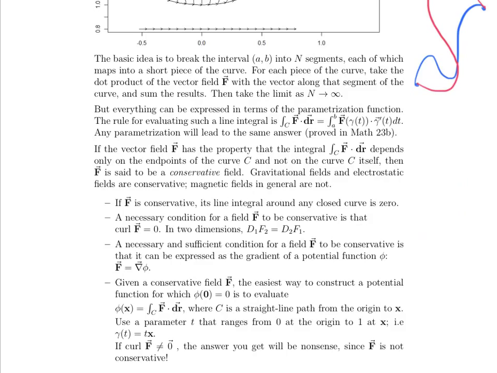Now, if you have a conservative vector field, the way to find that potential function, whose gradient is our vector field, is to evaluate f dotted with dr along C, where C is a straight line path from the origin to some point x, and we basically just use the parameter t. It ranges from 0 at the origin to 1 at x. So there's our parameterization here, and we can use that to compute a potential function. We'll have a lot of examples of that on Thursday, which is our sample problem day.